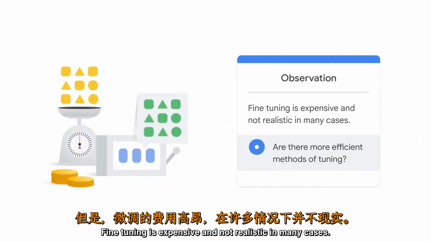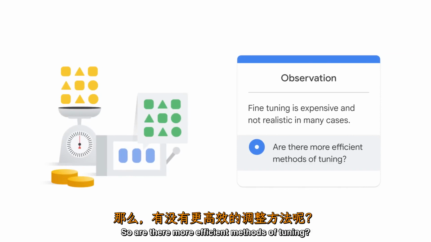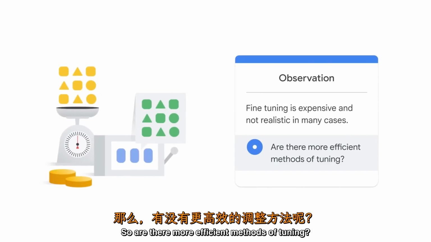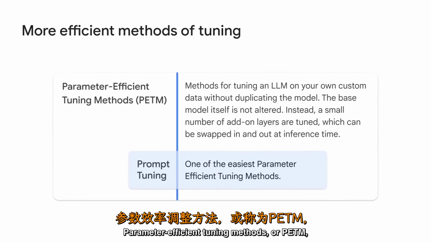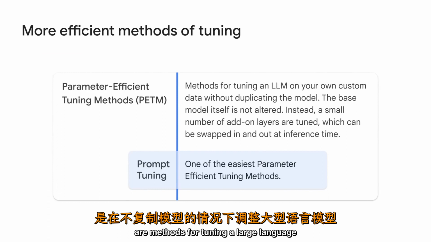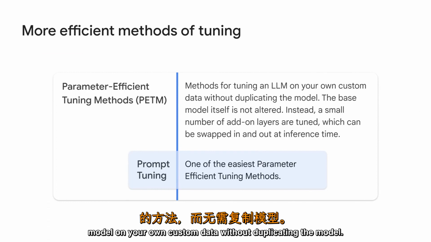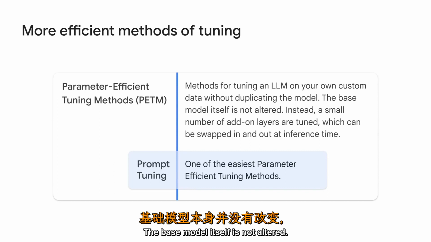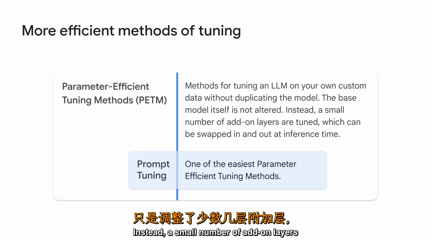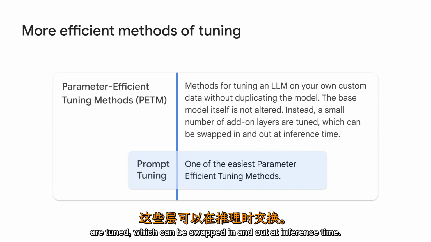Fine-tuning is expensive and not realistic in many cases. So are there more efficient methods of tuning? Yes. Parameter efficient tuning methods, or PETM, are methods for tuning a large language model on your own custom data without duplicating the model. The base model itself is not altered. Instead, a small number of add-on layers are tuned, which can be swapped in and out at inference time.